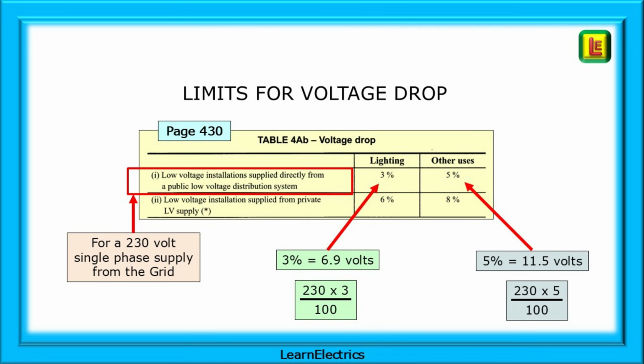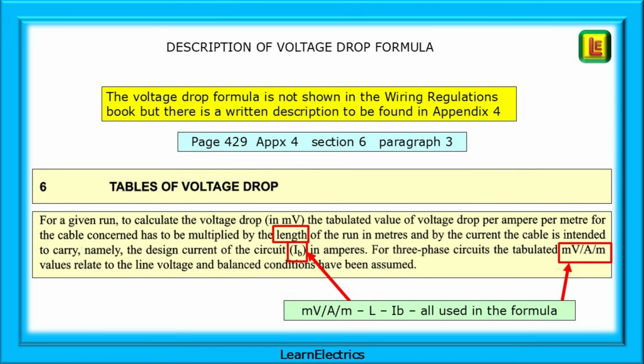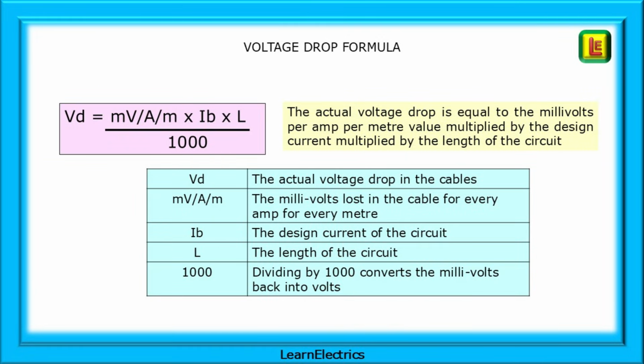The voltage drop formula is not shown in the Wiring Regulations book, but there is a written description to be found in Appendix 4, on page 429, Appendix 4, Section 6, Paragraph 3, as shown. But we need to see a formula. This is the formula shown here in the pink box. It tells us that the actual voltage drop is equal to the millivolts per amp per meter value multiplied by the design current multiplied by the length of the circuit and all divided by 1000. And the blue box gives a description of the symbols.